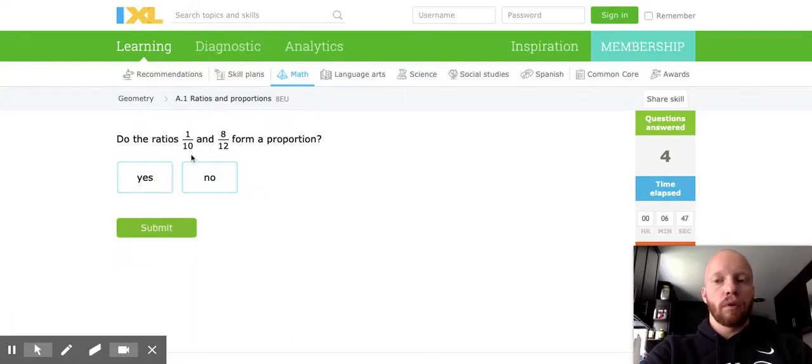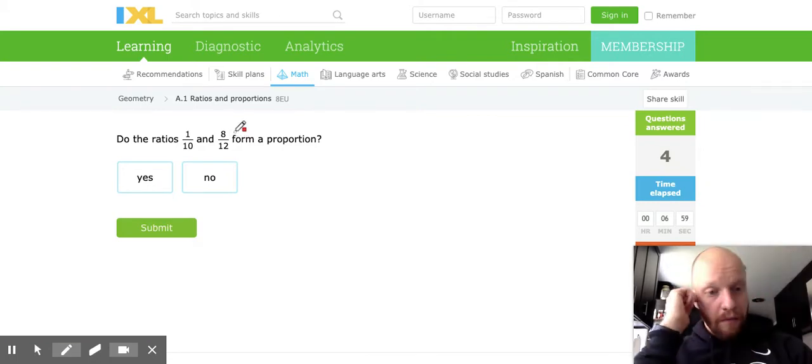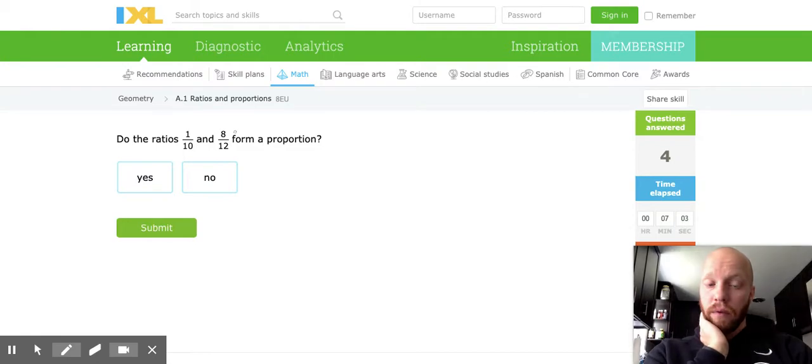Okay, do the ratios 1/10 and 8/12 form a proportion? Well, 1/10, 1 is prime, so I can't simplify it, but I could simplify 8 and 12. So let's think about it. What numbers go into both 8 and 12? If you have a chart, I would advise you to use a multiplication chart, or you could just go into Google, write in multiplication chart, and it's going to come up. So what numbers go into 8 and 12? Well, 2 goes into both, right?